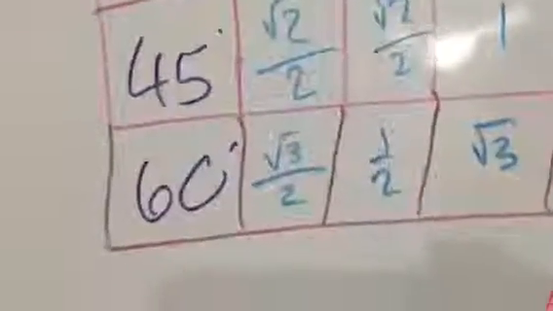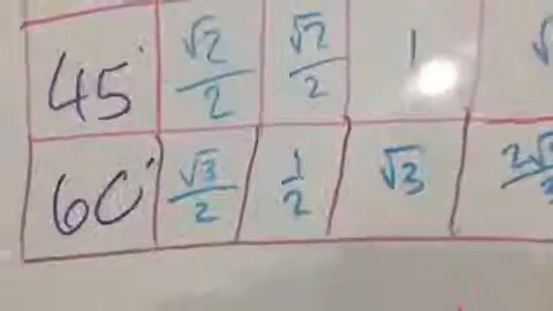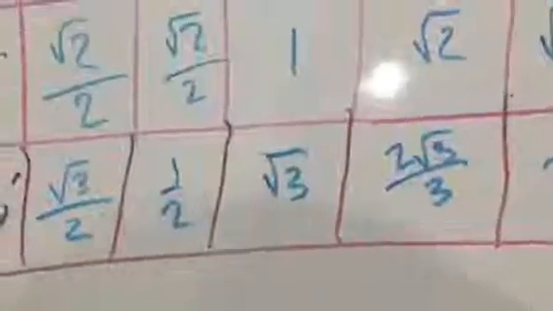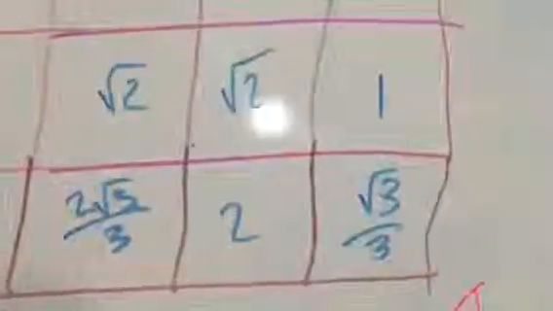Moving on to the 60-degree triangle, sine would be 5 root 3 over 10, which would simplify into root 3 over 2. Cosine would be 1 over 2. Tangent would be root 3. Cosecant, 2 root 3 over 3. Secant, 2. And cotangent, 3 over 3.